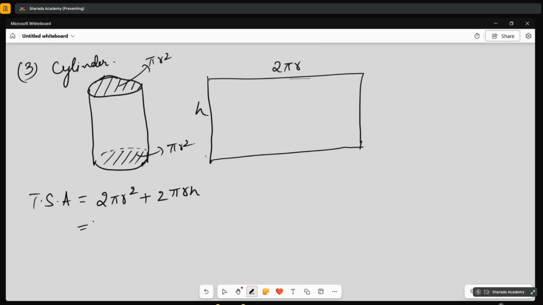So it is equal to 2 pi r into r plus h, total surface area. Write the curved surface area for this everywhere. 2 pi r h usually we write.